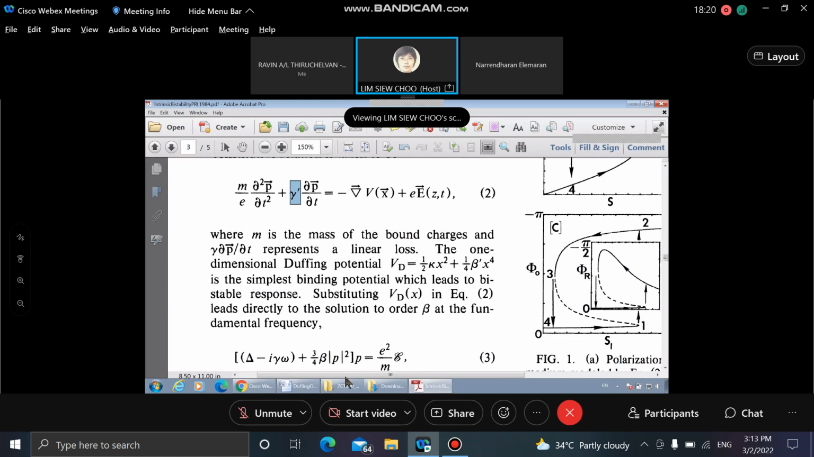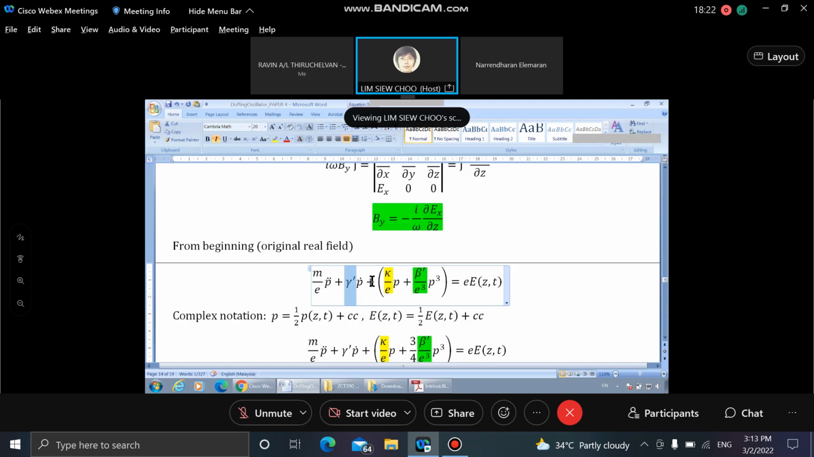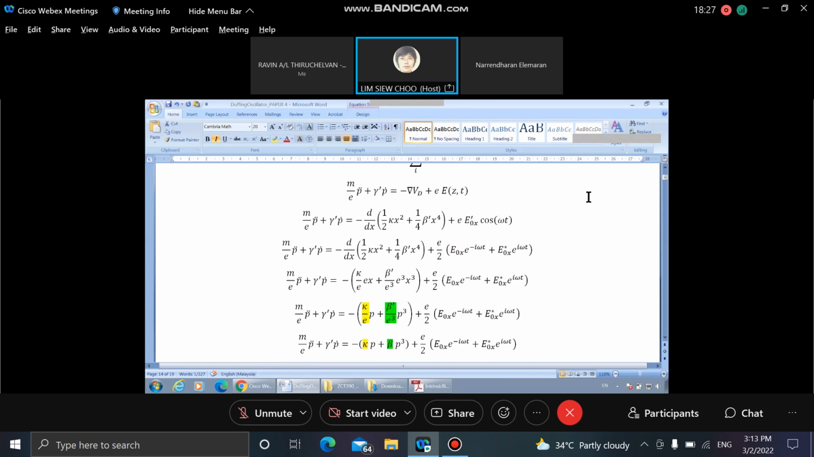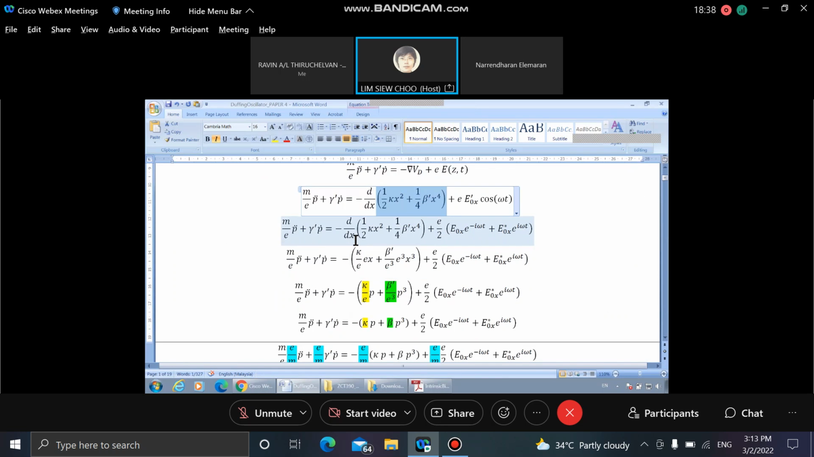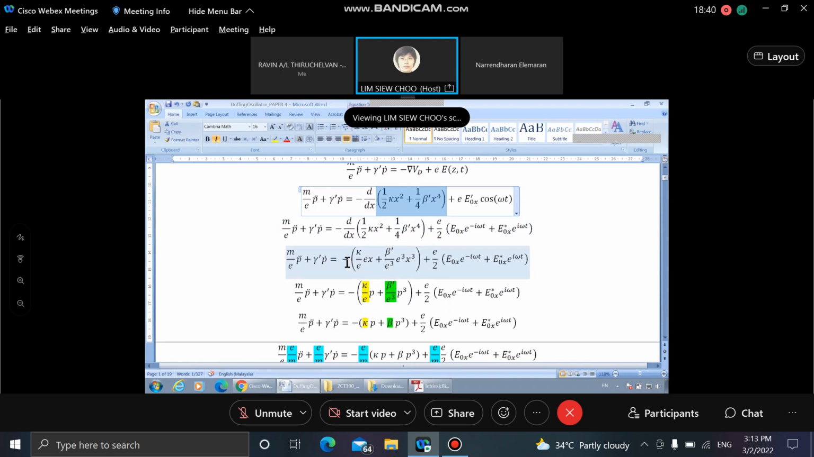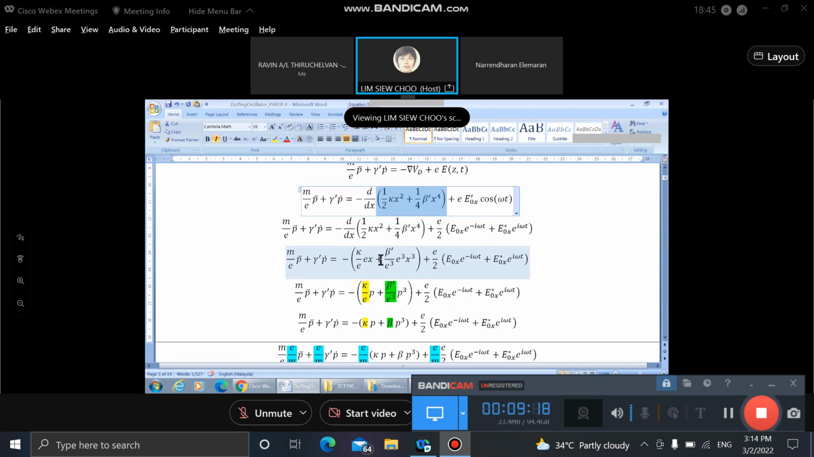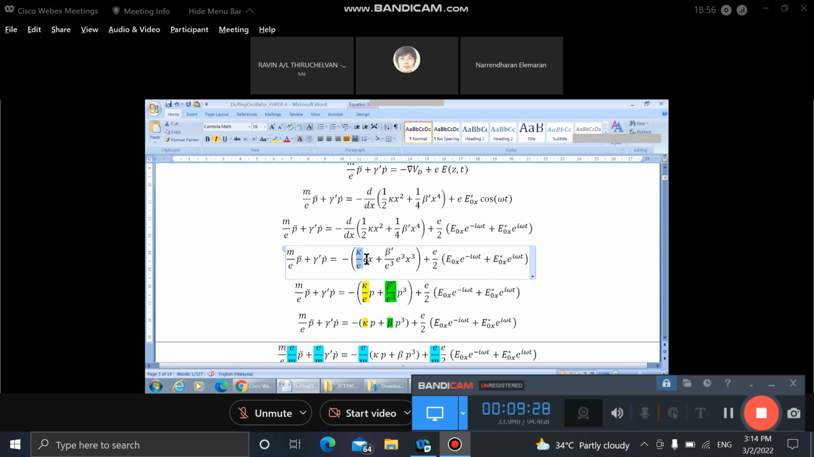So just to remind you, we have done this part. So the VD we substitute as in the paper. So we take the derivative. We take the derivative. So you get something, kappa x plus beta prime x to the power of 3. But in order to change it to P, we multiply with E. So we multiply with E cube divided by E cube.